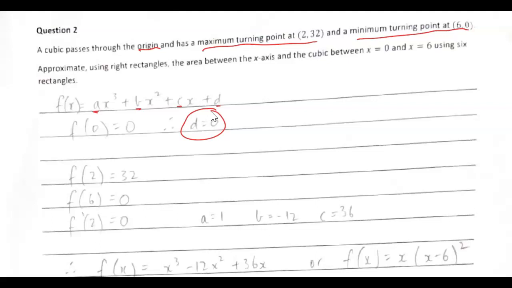So we've got our 2 points, (2, 32) and (6, 0), and then using the derivative. Remember, at a stationary point, your derivative is equal to 0. So putting in 2 there, or you could have done 6 as well. Doing that on your calculator, we get A equals 1, B equals negative 12, and C equals 36.